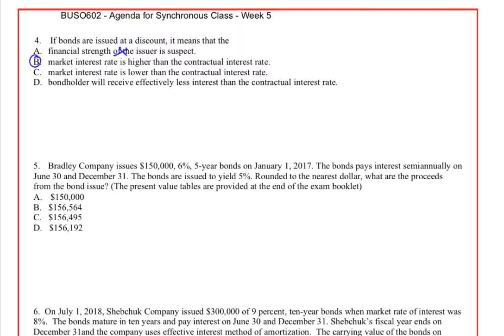No, it's not. If the market interest rate is lower than the contracted rate, the bonds would have been issued at a premium. That's not that. The bondholder will effectively receive less interest than the, no, it's nothing to do with that. And so there is indeed just one right answer, and it is B.